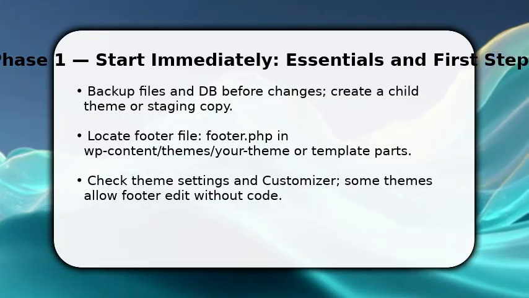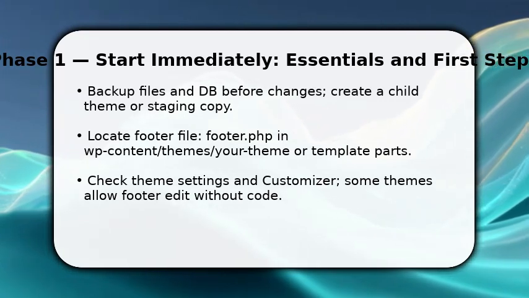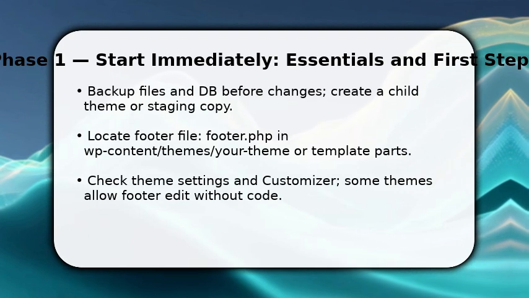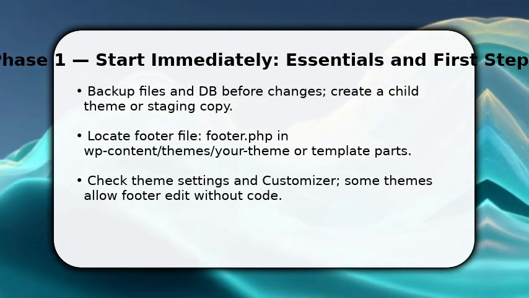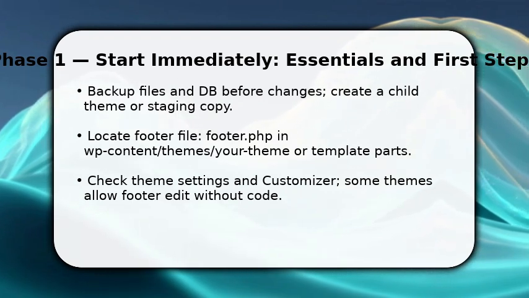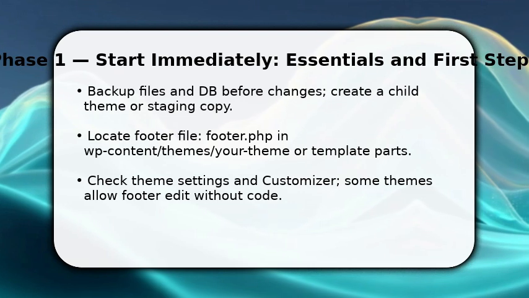You start by making a reliable backup, and then create a child theme or use a staging site so you never edit the live site directly. Next, open wp-content/themes/your theme and find footer.php or a template part named footer.